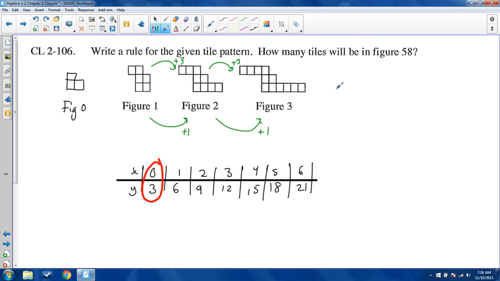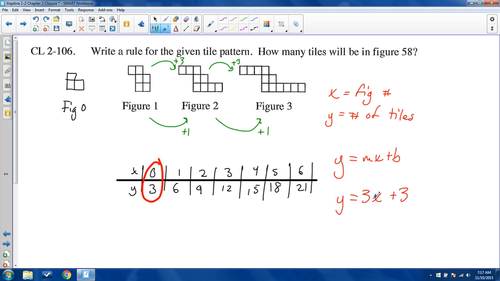So again, x represents the figure number, y represents the number of tiles in each figure number. So your equation y equals mx plus b, you look at that growth rate. Every one you run, you add, or rise, 3, and you start at 3. And every time that we add another x value, another figure number, we are adding another multiple of 3 to 3. So let's take a look at that.